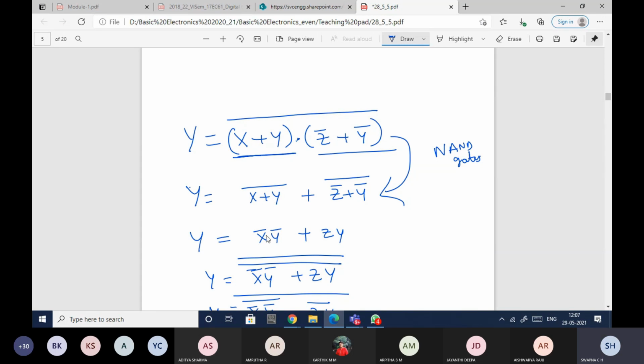Now again you have X plus Y whole bar. X plus Y whole bar can be represented as X bar Y bar, plus Z bar plus Y bar whole bar. See, you have Z bar plus Y bar whole bar. By De Morgan's law, I have Z bar, so I'll take it as Z.